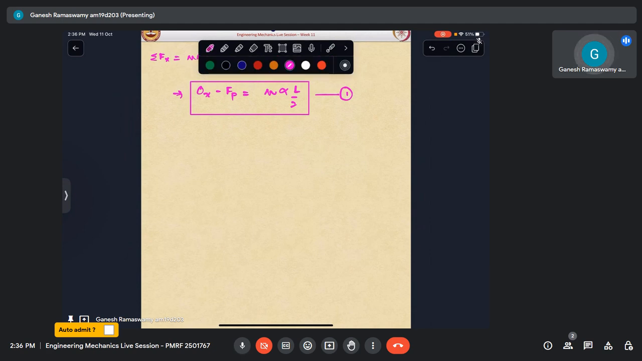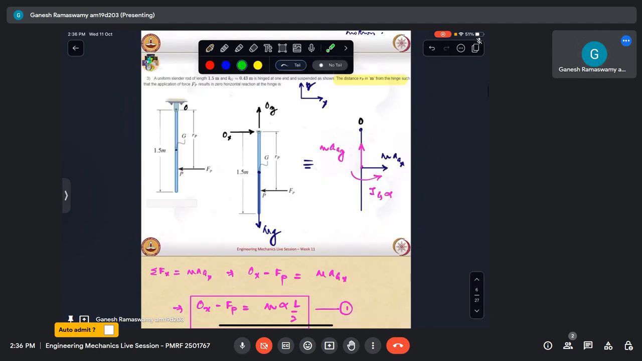Writing the moment equation, let me take this moment about point O. On the right side, if I were to take moment about G, I will have only Ig alpha coming into the picture. Since I am taking moment about O, besides Ig alpha, the contribution of these two kinetic quantities also has to be accounted for. This one is passing through O, so it will not have any contribution.